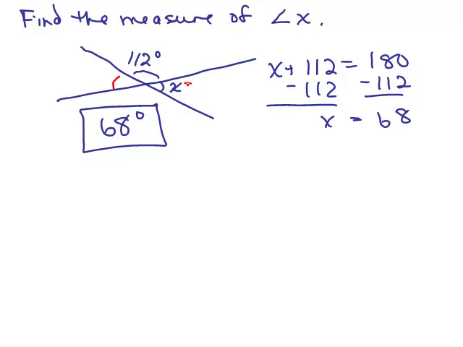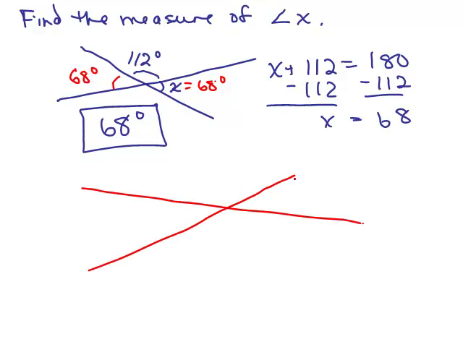Remember we had that x was 68 degrees? And since these 2 also have to add up to 180, then this is also 68 degrees. Well, this is an interesting property here. So if you have two intersecting lines, these two angles right here are the same. These are called vertical angles.